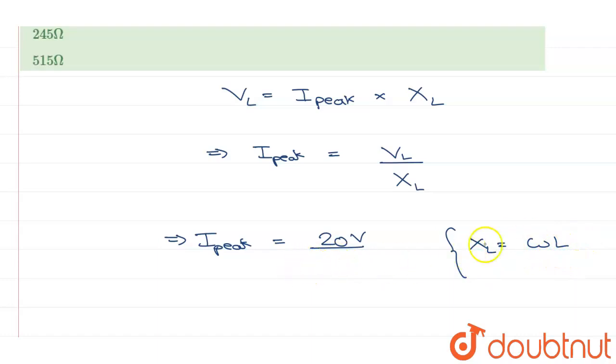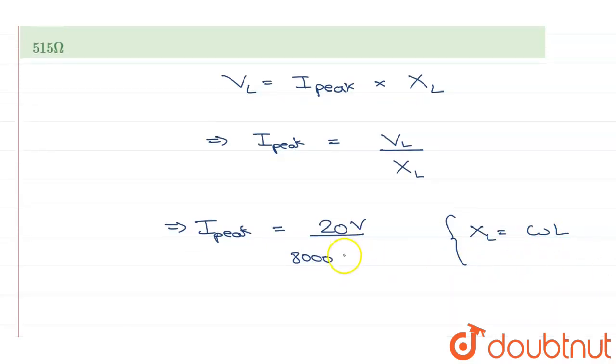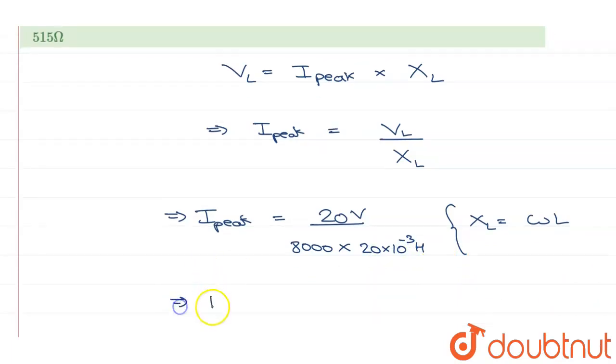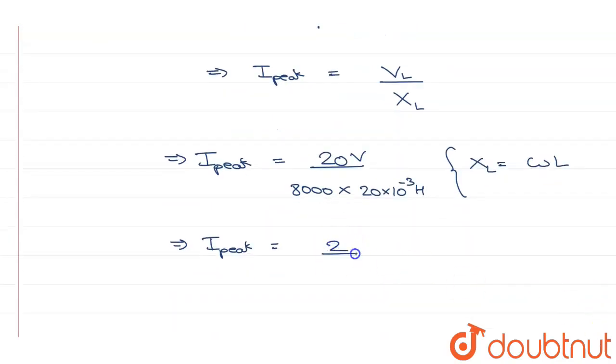So that means 8000 radian per second, that is the frequency of the alternating potential difference here, multiplied by the inductance, which is 20 into 10 raised to the power minus 3 H. From here, the peak current will be equal to 2 by 16 ampere.